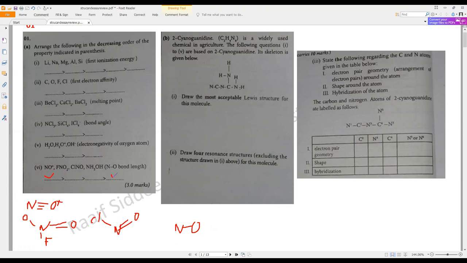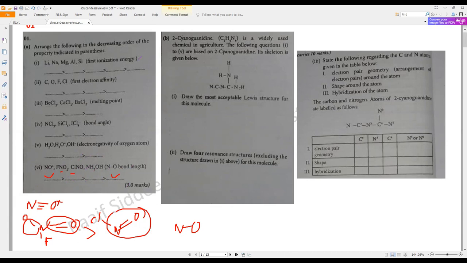And in between, we have ClNO and FNO2, which you have to understand: here there is only a double bond in ClNO, and here there is a double bond as well as a single bond. So there is an in-between character between double and single when you consider these two. Primarily this bond length is higher than this one, so according to that, you can arrange these two in the middle. So NO+ will have the lowest and NH2OH will have the highest. The next lowest to NO+ is ClNO and then FNO2.